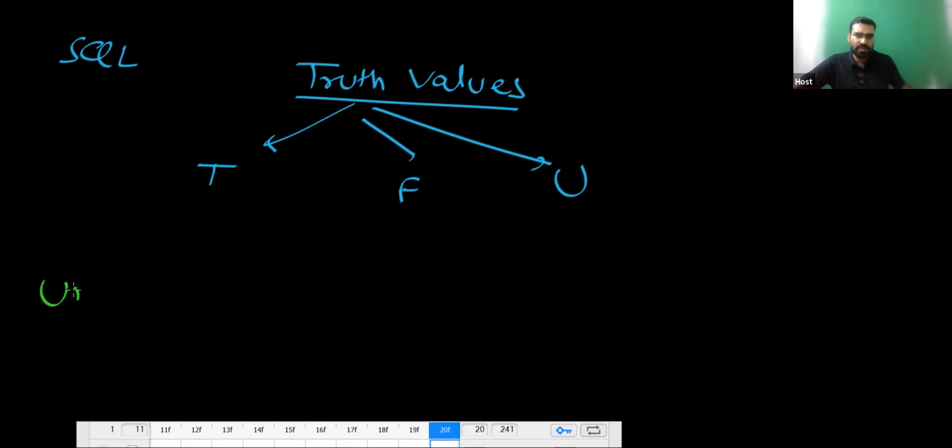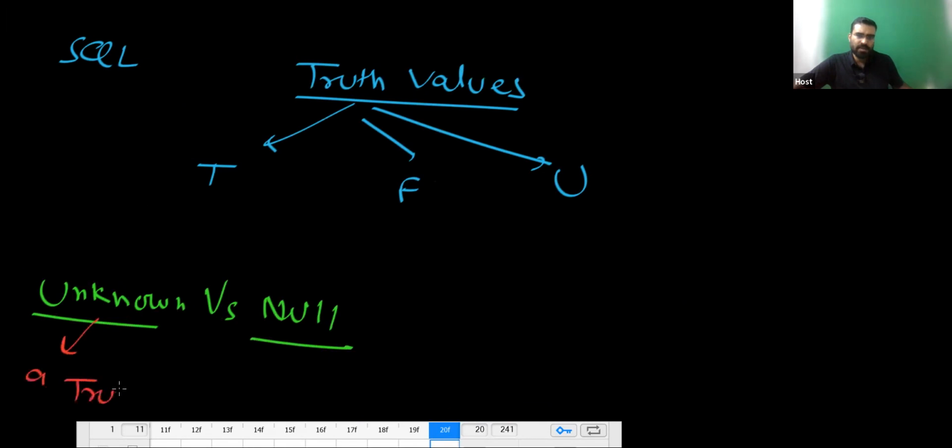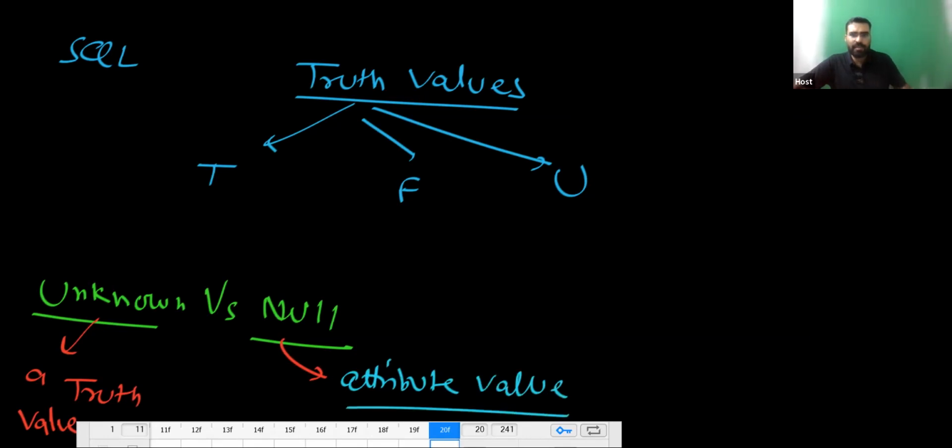Remember, there is a difference between unknown and null, which we have already seen. So these things are different. You can notice this is a truth value. And this is some attribute value. So this is an attribute value, and this is a truth value. So there is a difference between unknown and null.